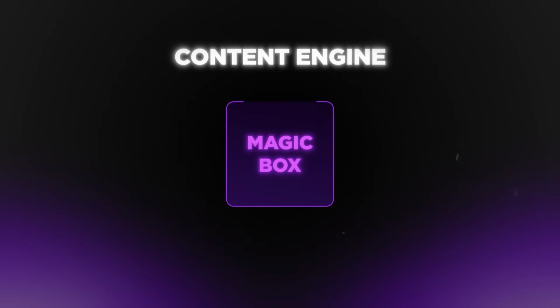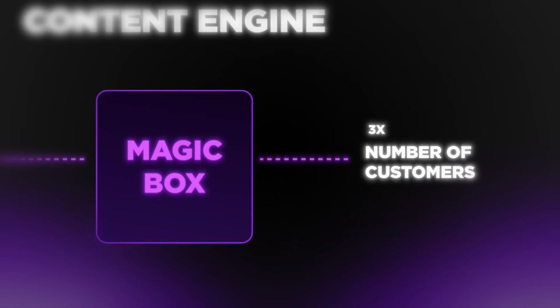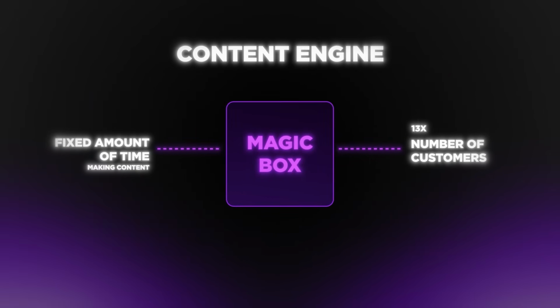Okay, now before I break down the content strategy process, let me just remind you of the goal. As a business owner, all we need to do is build a single content engine. Think of a content engine like a magic box. We put a fixed amount of time making content in one side, and then as it runs, we get an exponentially increasing number of customers out the other. It's literally a money printer. If we can make one of these, we win big.